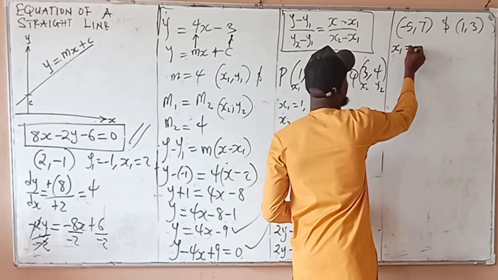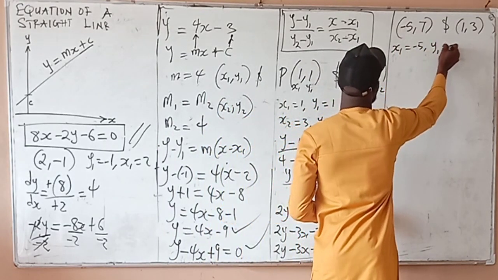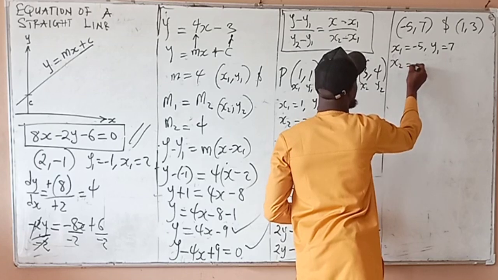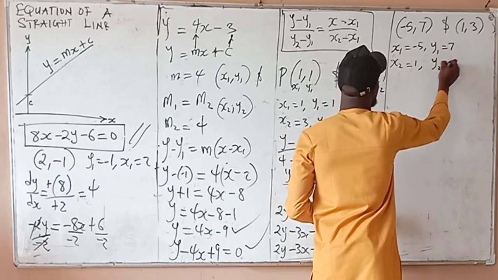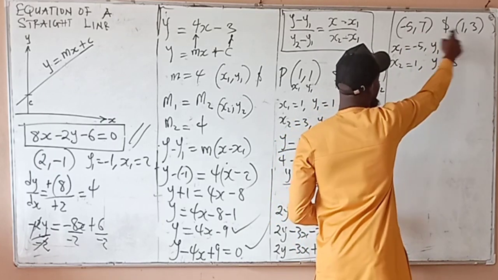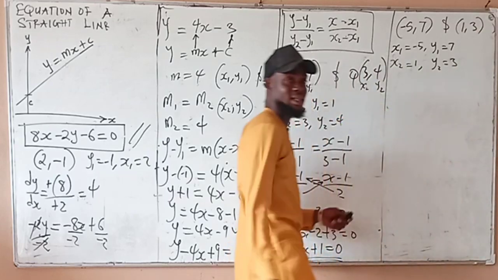What is our x1 here? Minus 5. What about y1? 7. What is x2? 1. What is y2? 3. So x1, y1, x2, y2. Very, very good.